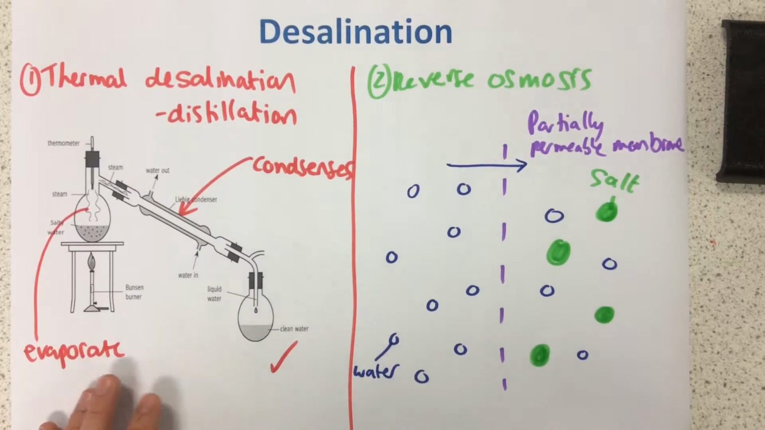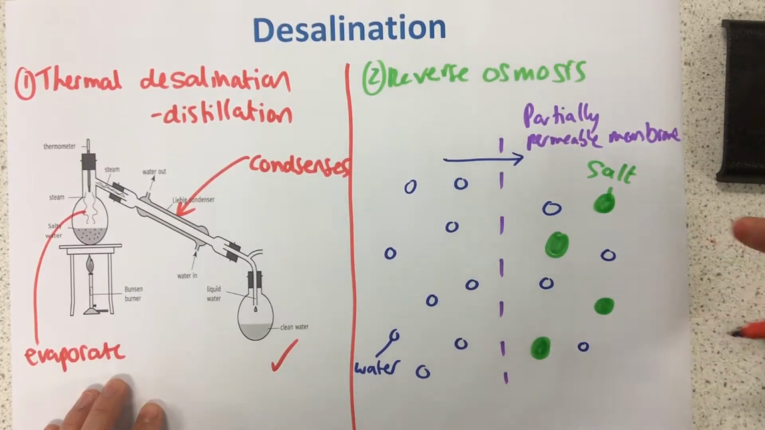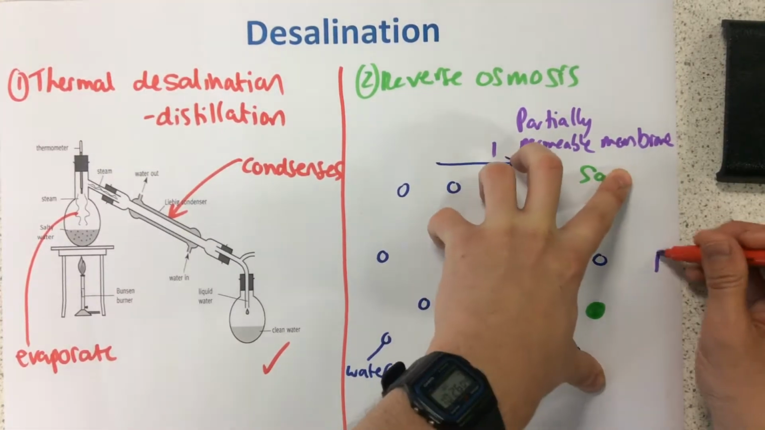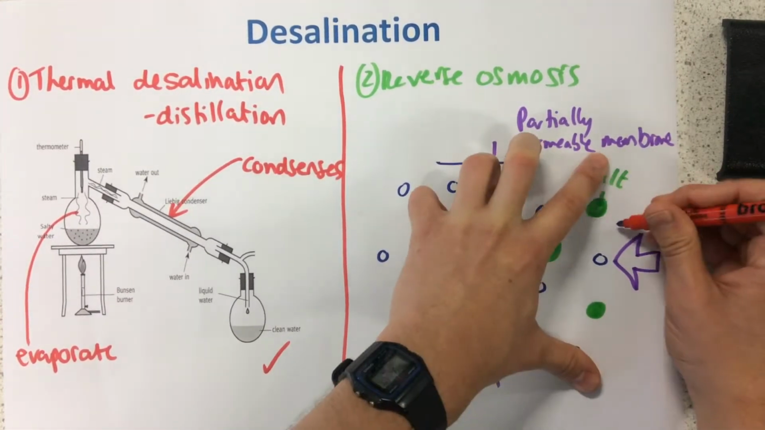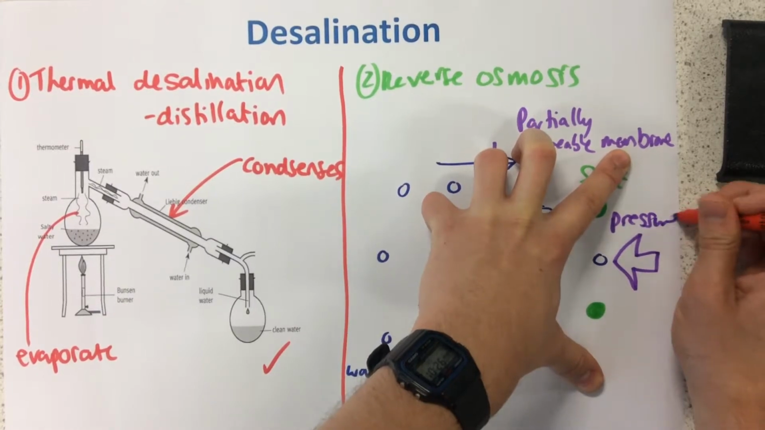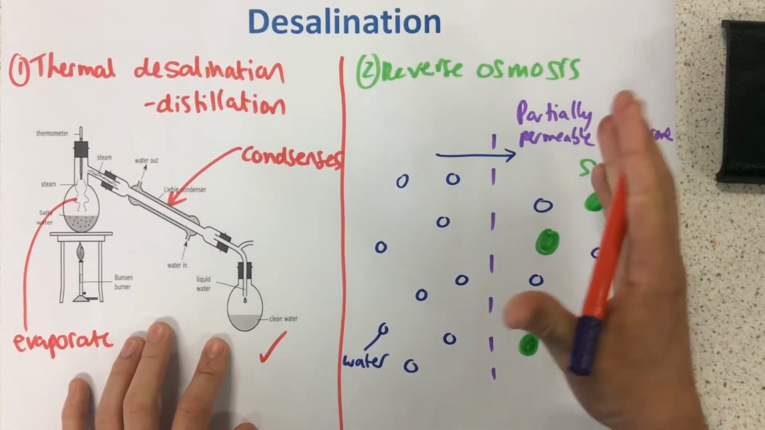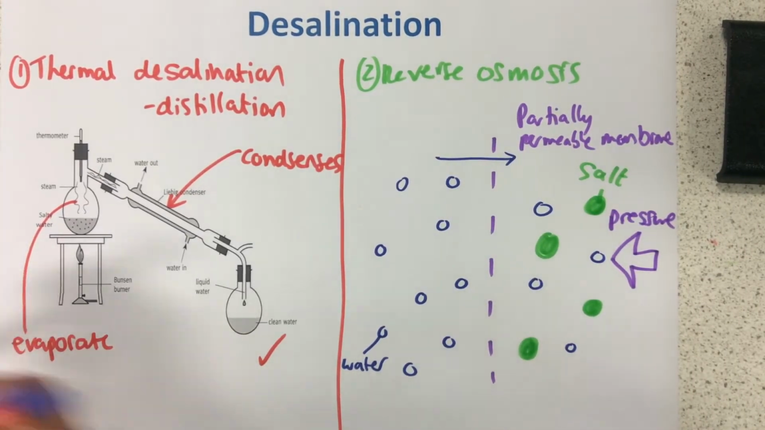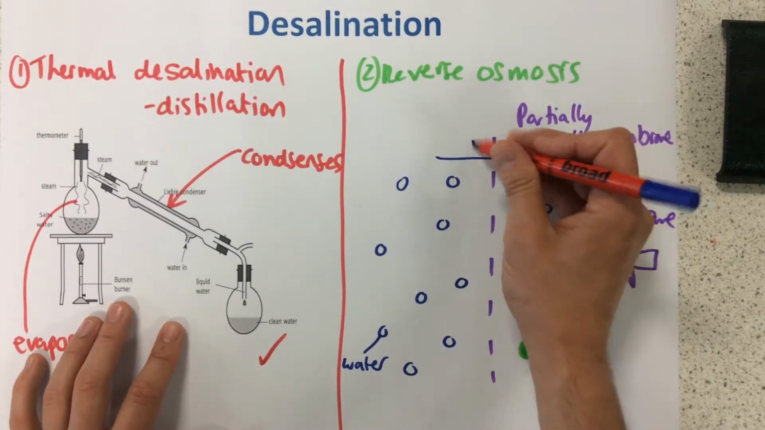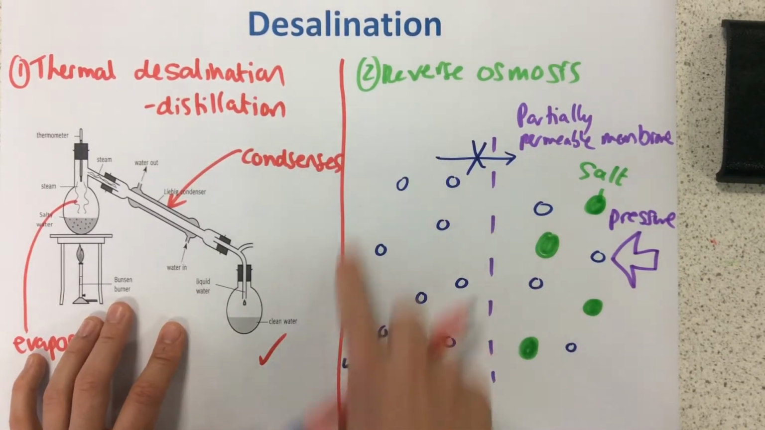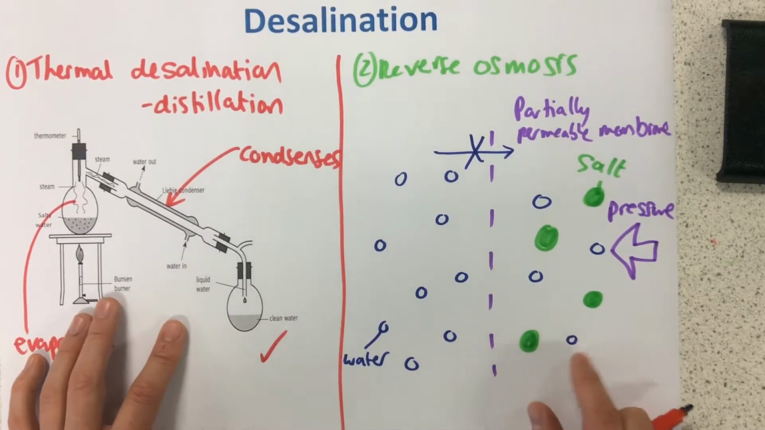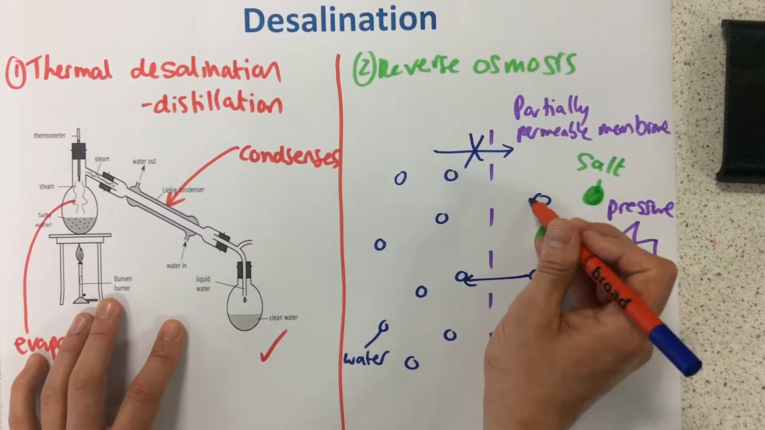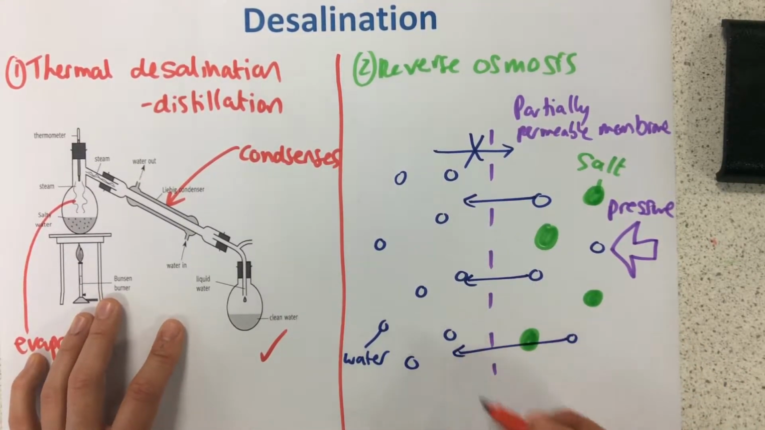But in reverse osmosis, as the name suggests, it's the other way. Now, the reason why water moves the other way is that a lot of pressure is applied from this side right here. So there's pressure put on this side. Now, this causes, instead of in normal osmosis, where we go from a high concentration of water to a low concentration of water, we actually go the other way. So the water molecules actually move this way.